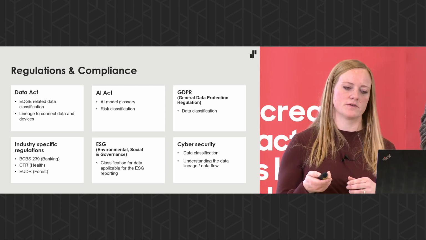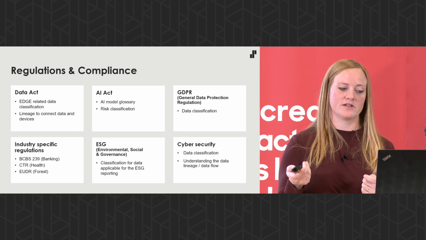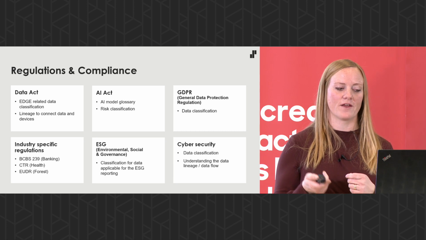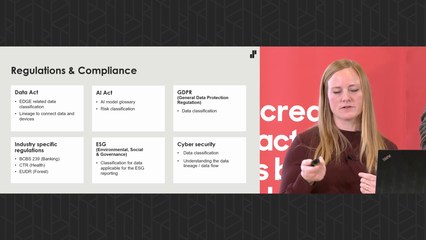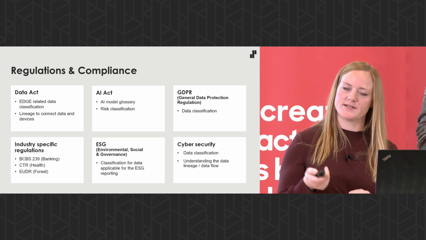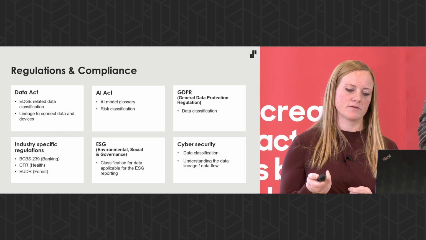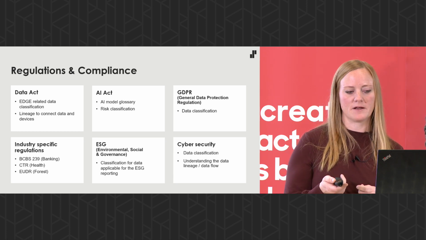So having that also inside the data catalog. Then there are also more industry-specific regulations in banking, in forestry, and in health, for example clinical trial regulations. They have more and more procedures now, and we need to harmonize these processes around clinical trials. So that's also classification on top of health data.